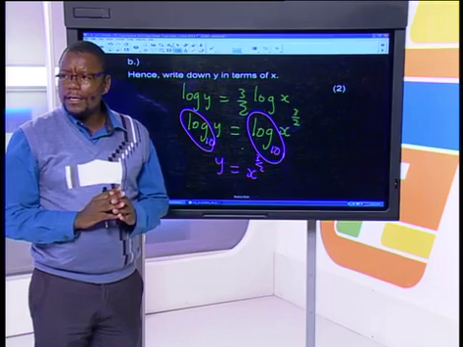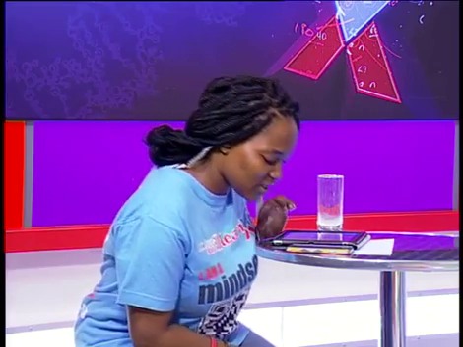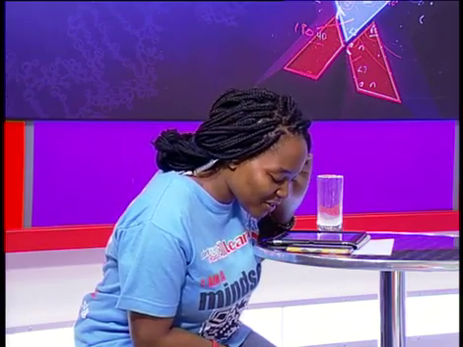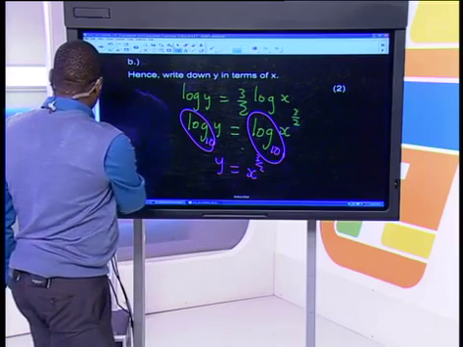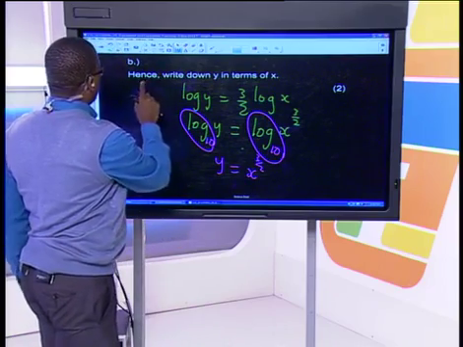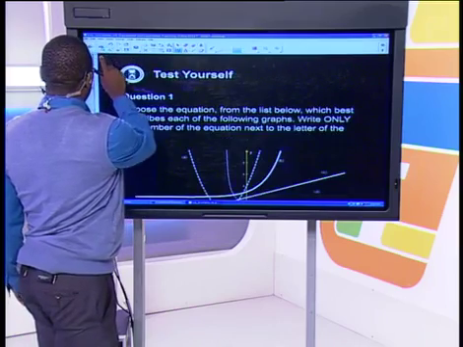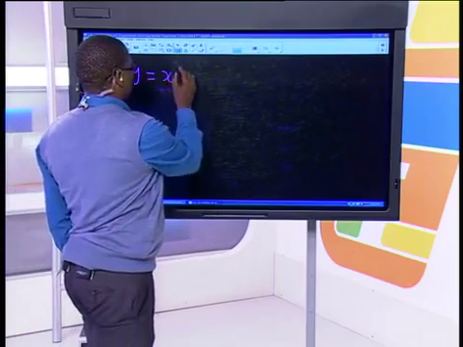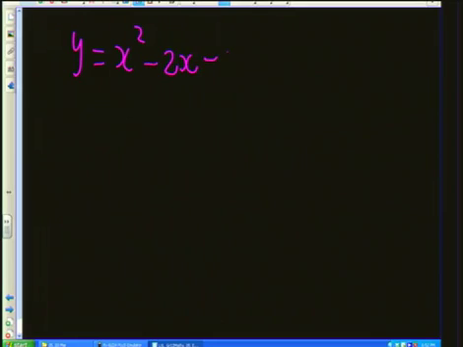Any questions so far? Yes. This one's from Rorisang, and she's asking. I think it's a she. Determine the inverse of y is equal to x squared minus 2x minus 8. I need a clean page. y equals x squared minus 2x minus 8. Determine the inverse.